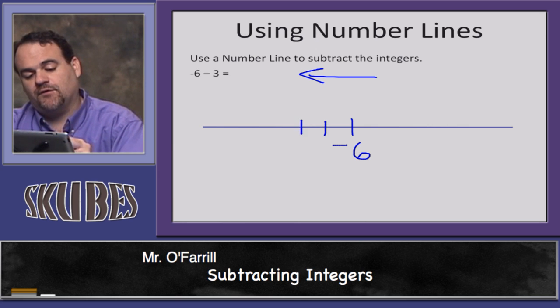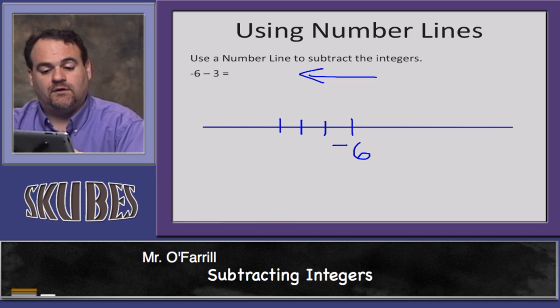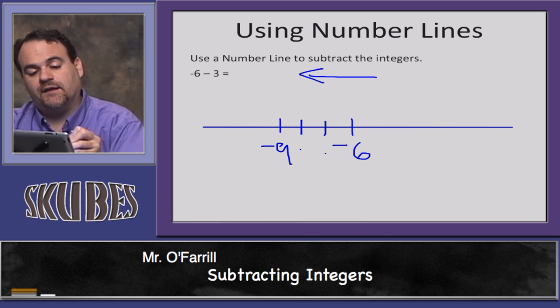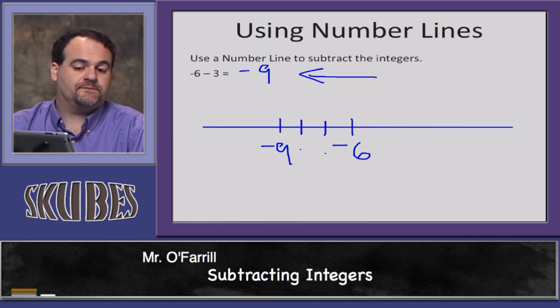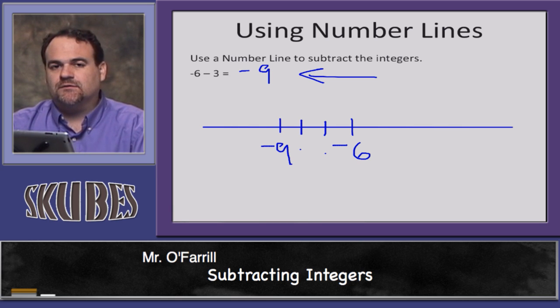1, 2, 3. What number is that? -6, -7, -8, -9 is -6 minus 3. Did you notice that the magnitude or size of the number seemed to get bigger?